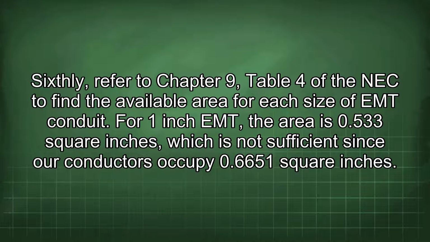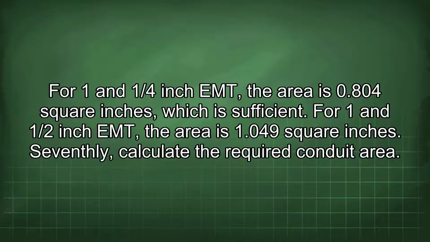Sixthly, refer to Chapter 9, Table 4 of the NEC to find the available area for each size of EMT conduit. For 1-inch EMT, the area is 0.533 square inches, which is not sufficient since our conductors occupy 0.6651 square inches. For 1 and 1/4-inch EMT, the area is 0.804 square inches, which is sufficient. For 1 and 1/2-inch EMT, the area is 1.49 square inches.